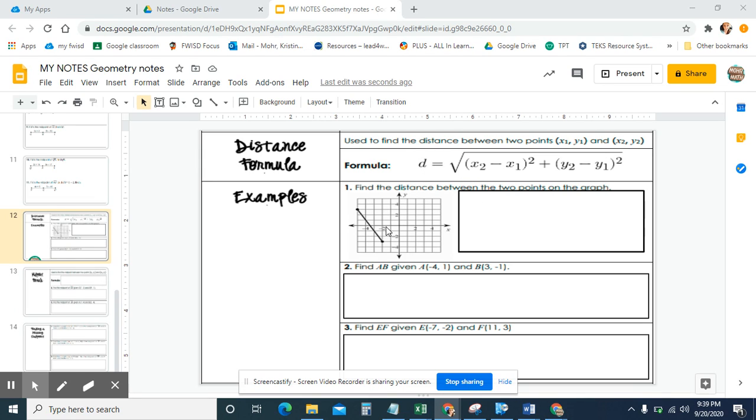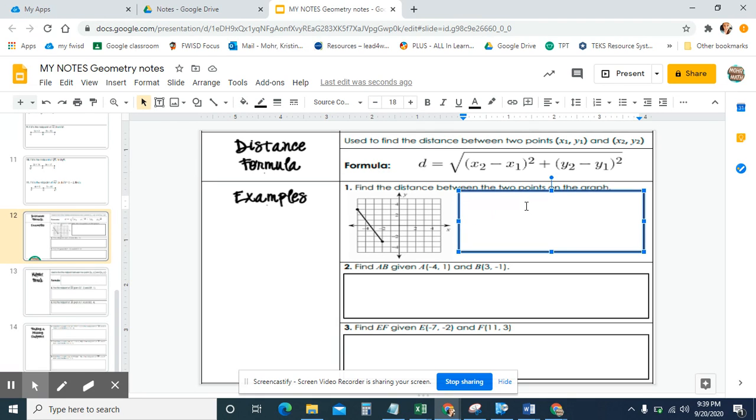So the first example is going to be from a graph. For the graph, you have an endpoint here and then an endpoint here. What we first need to do is write what those coordinates are. So this first one here is -5 and 3, so we say (-5, 3) for the first one. The second endpoint is right here at the bottom, and that is (-2, -3).